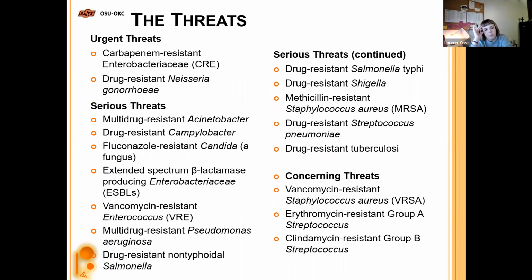So these are some drug-resistant bacteria or diseases that we are concerned about at this time, right? So we have urgent down to concerning. These are the big ones up here at the top that are the highest concern. And then these ones are concerning, but aren't quite as high. So that just puts it into perspective as you guys are looking through this.